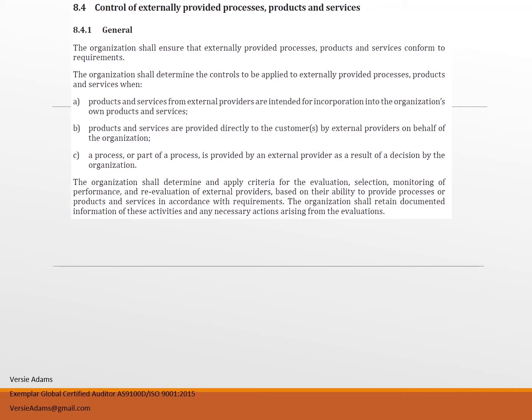And C. A process or part of a process is provided by an external provider as a result of a decision by the organization. And furthermore, the organization shall determine and apply criteria for the evaluation, selection, monitoring of performance, and reevaluation of external providers based on their ability to provide processes or products and services in accordance with requirements. The organization shall retain documented information of these activities and any necessary actions arising from the evaluations.